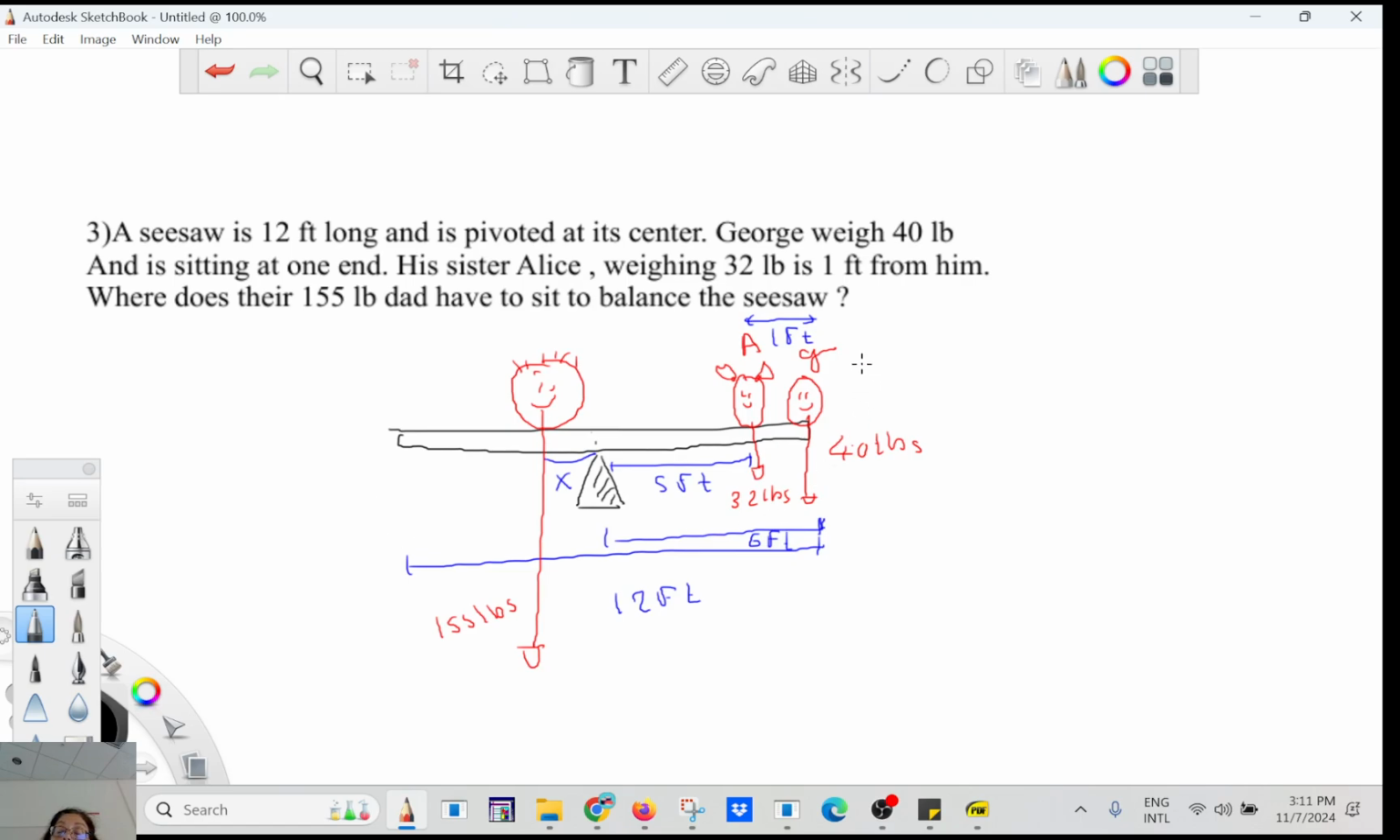So this one, try to twist clockwise. This one, try to twist clockwise. And this one, try to twist counterclockwise. Nothing happens because they are in static equilibrium. So the sum of the counterclockwise equals the sum of the clockwise.